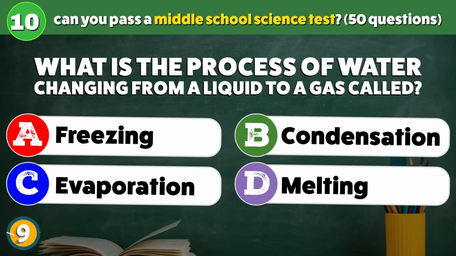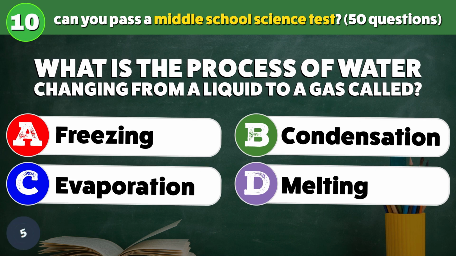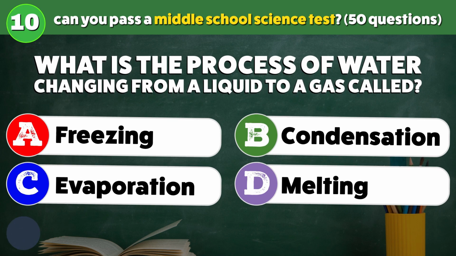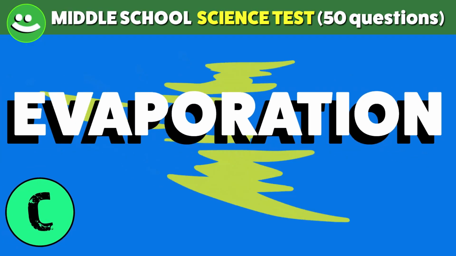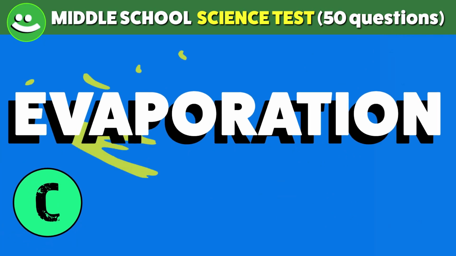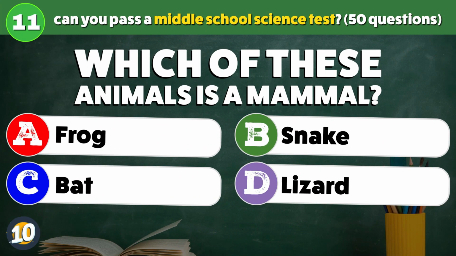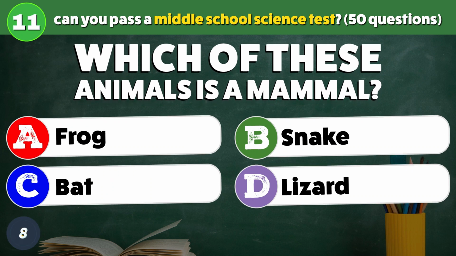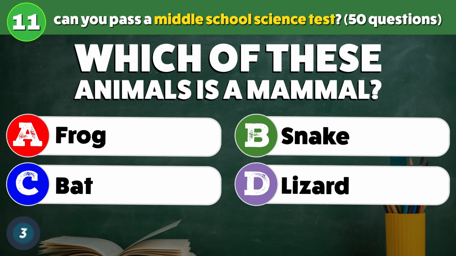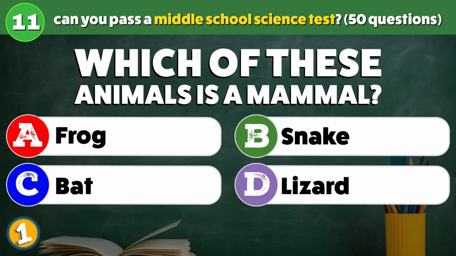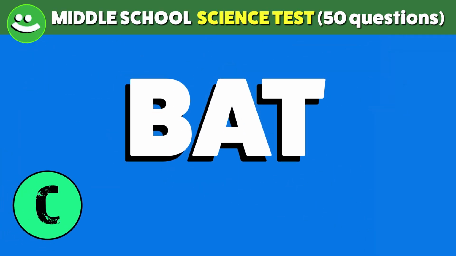What is the process of water changing from a liquid to a gas called? Is it freezing, condensation, evaporation, or melting? It's evaporation. Which of these animals is a mammal? Is it the frog, snake, bat, or the lizard? It's the bat.